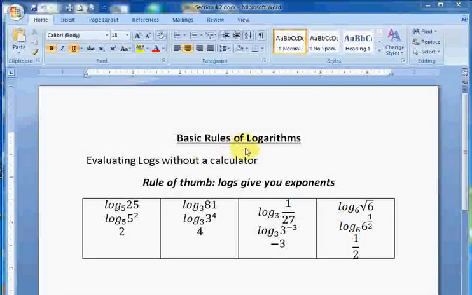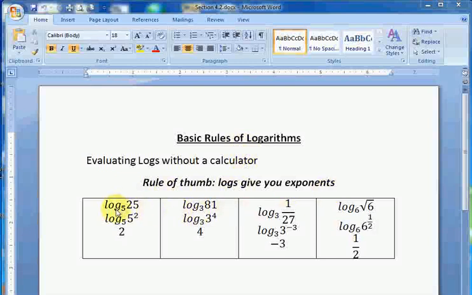We're going to cover some basic rules of logarithms. We're looking at first evaluating logs without a calculator. And one of the things we want to start off remembering and realizing is that your basic rule of thumb is that logs give you exponents. Please remember that as we begin.